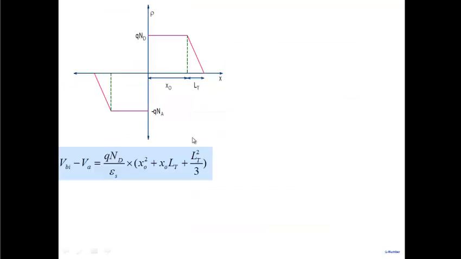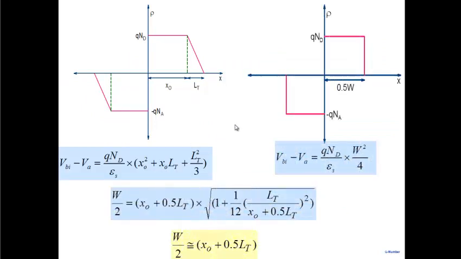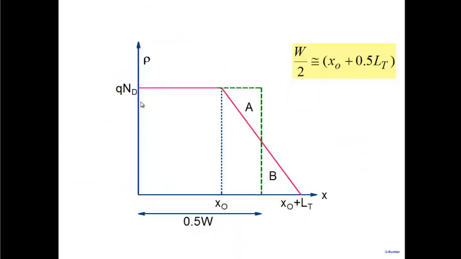And what I want you to show is, after you solve it, finally, let me put it here. So what you find is the following. You find this is the original charge density profile. You will find x0, and this is equal to x0 plus LT here. And you have the depletion width. What I want you to show is that half of the depletion width is x0 plus 0.5 LT. So half, W by 2, is x0 plus 0.5 LT. So if you superimpose half of the depletion width here, what you will see is exactly the same thing here.